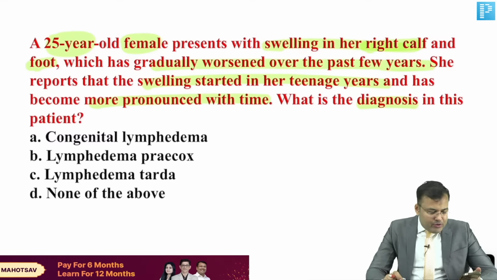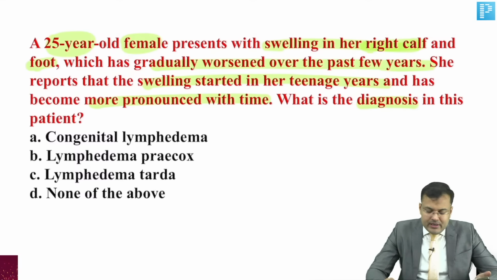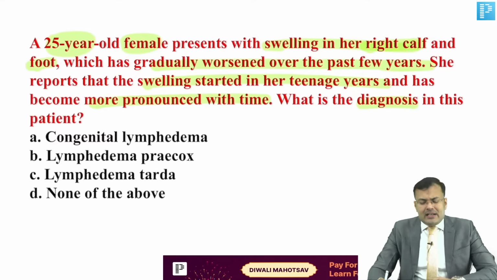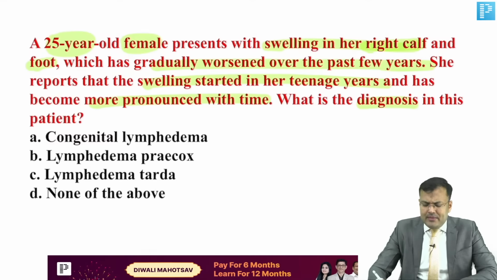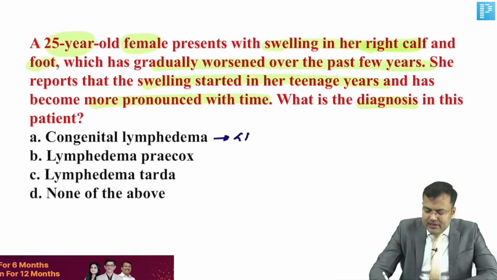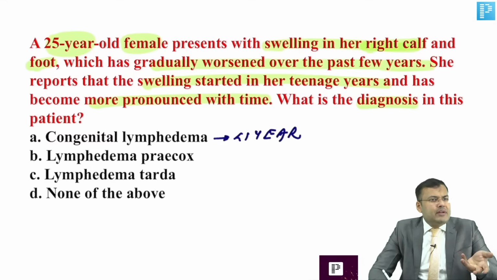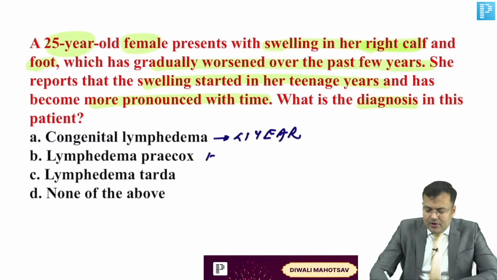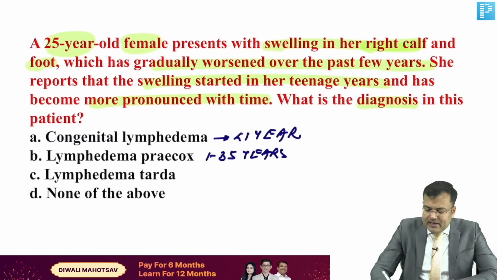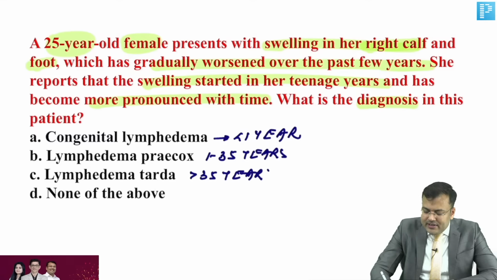Ankur, very good. Almost everybody is marking B or C. Let me tell you, congenital lymphedema, all these are primary lymphedema. Congenital lymphedema is present at birth, obviously the child is less than 1 year. Lymphedema praecox is the most common type of primary lymphedema. What's the age? 1 to 35 years. And lymphedema tarda, age is more than 35 years. Easy.